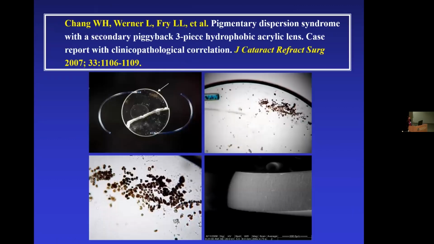But I have to remind you that not all intraocular lenses are good to be placed in the sulcus. For example, we published on this case with this three-piece hydrophobic acrylic lens, which has very thick optic edges, and you see the side walls are not polished, with rough edges, and this caused all kinds of problems, including pigmentary glaucoma.